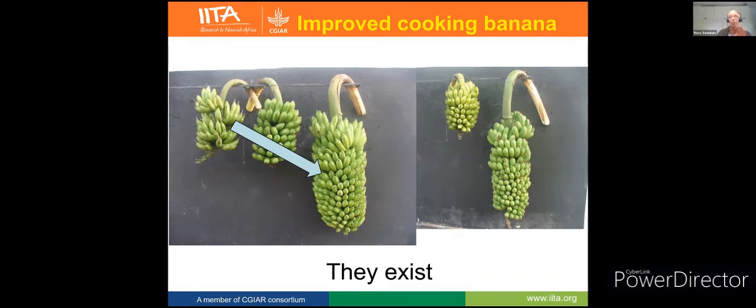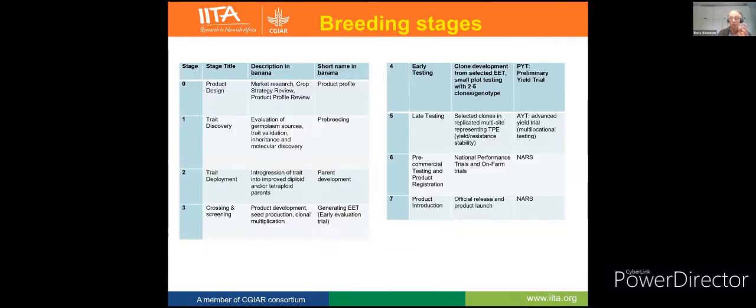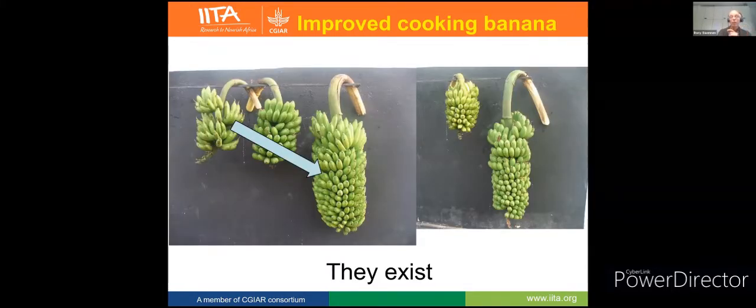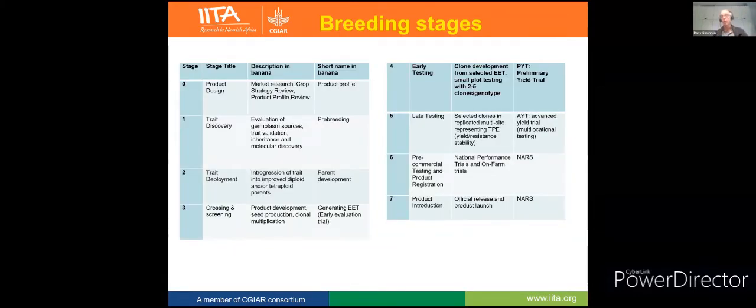This is the result of the work between NARO and IITA about developing the cooking bananas. On the left side, you see the original landrace, and on the right side, you see the hybrid, which has been selected and tested in different environments. Okay, so cooking bananas are also being developed. So it's possible. Now I want you to explain how we are doing it.